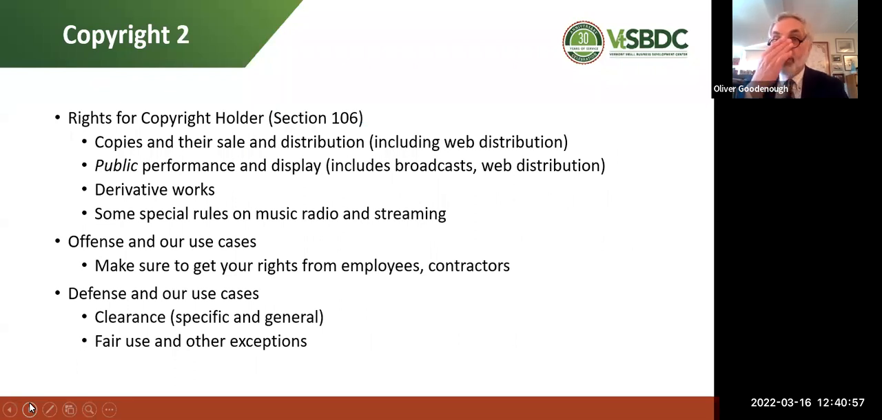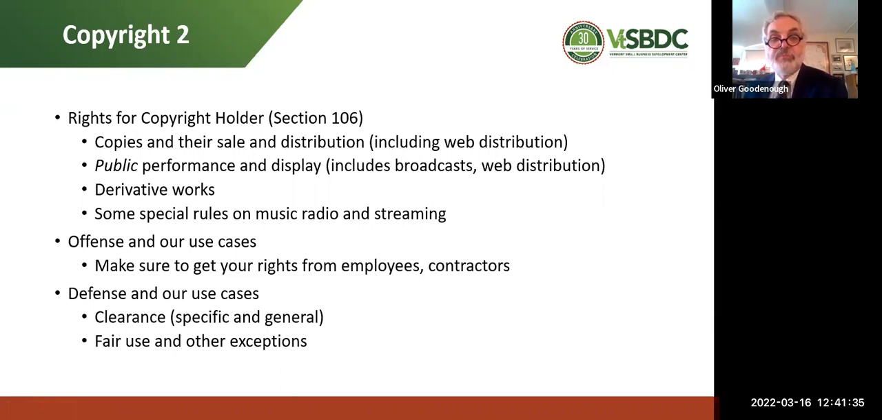The rights for the copyright holder are set out principally in Section 106 of the Copyright Act. Basically, the copyright holder gets to control the creation of copies and their sale or distribution, and that includes web distribution. They get the right to public performance and display, which includes broadcasts and web distribution of music and videos. They get to control derivative works. These are knockoffs. All of the Harry Potter novels, except the first one, are derivative works of the first one, but the copyright owner of the first one controls those derivative works going forward.